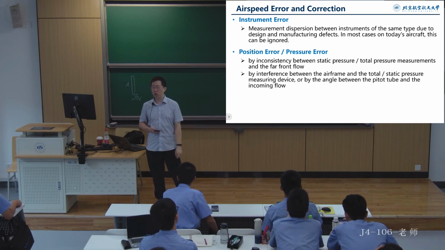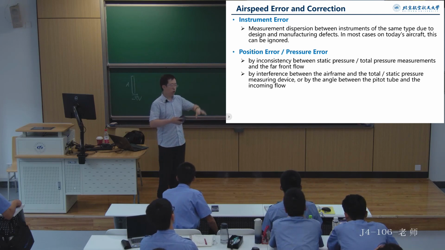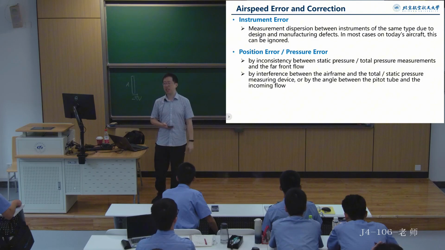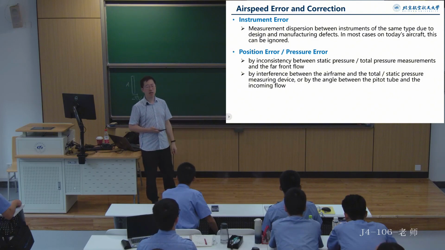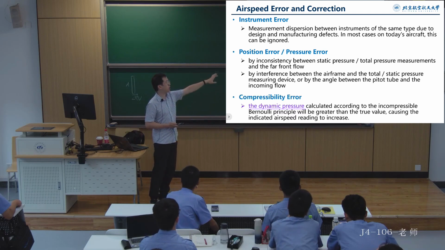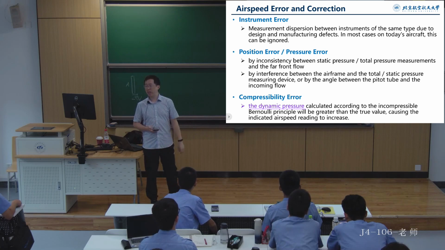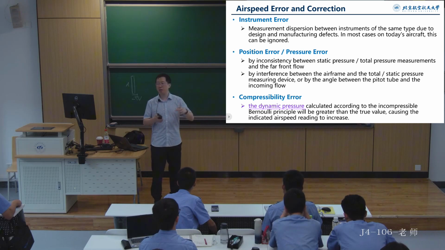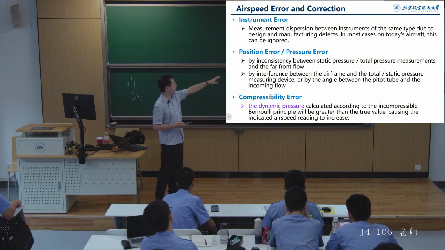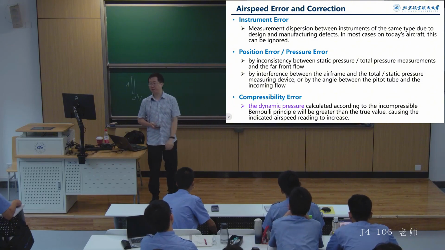Additionally, for example, the static pressure plate arranged on the side of the fuselage, in reality, on the aircraft, when maneuvering, the pressure it measures can also differ from the free stream flow. The impact caused by these differences is what we call position error or pressure error. Essentially, this is due to the measurement location not being ideal, leading to errors in the pressure measurement values. So we refer to it as position error or pressure error. This is the second type of error.